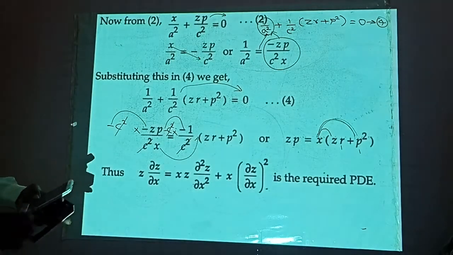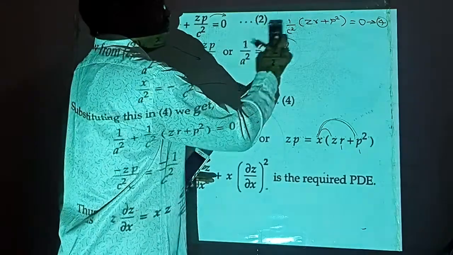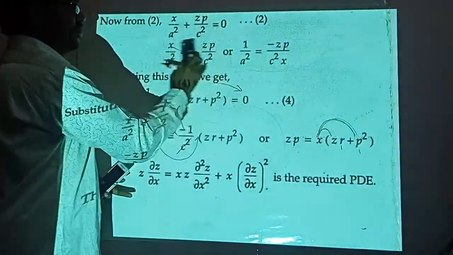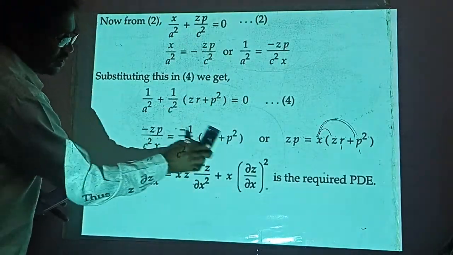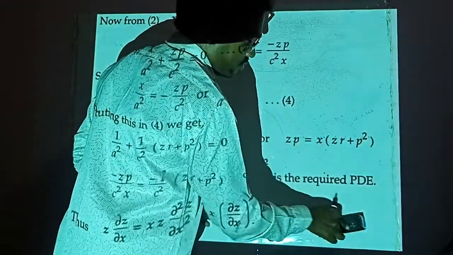So this is how we go for second order partial derivatives. If we have 3 or more constants, we should go for second order partial derivatives.